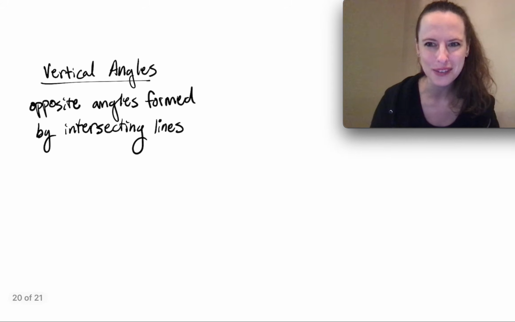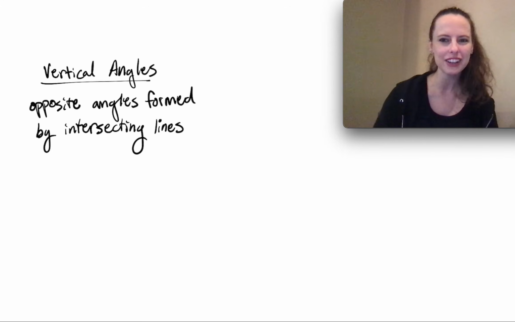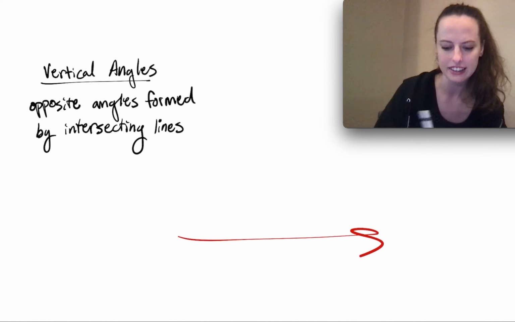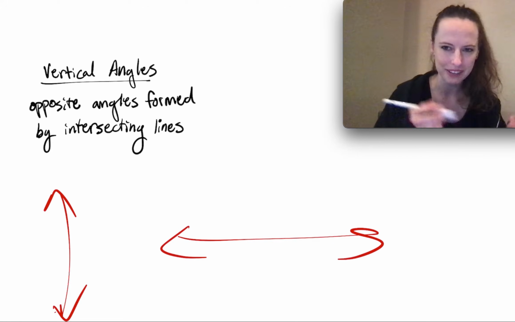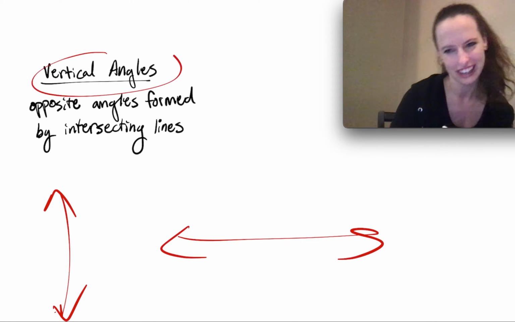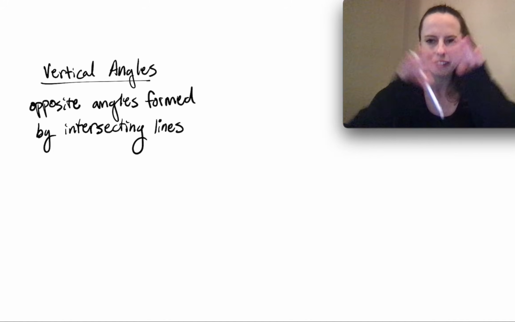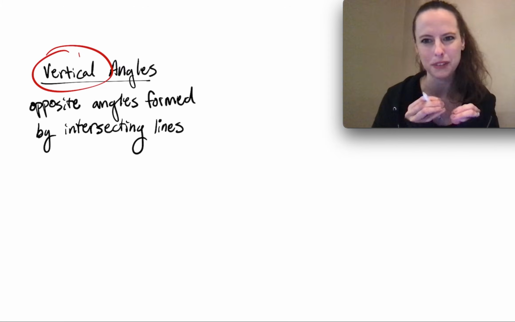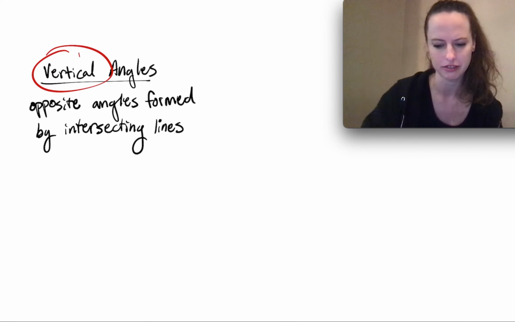Next, we have a really important word, which is vertical angles. So vertical angles, the word vertical, of course, we've heard of horizontal lines and vertical lines. And honestly, that meaning of the word vertical has nothing to do with vertical angles. So I want you to try to just kind of get rid of that thought in your mind and really just think of this word as meaning something specific in geometry that's totally different from horizontal and vertical.